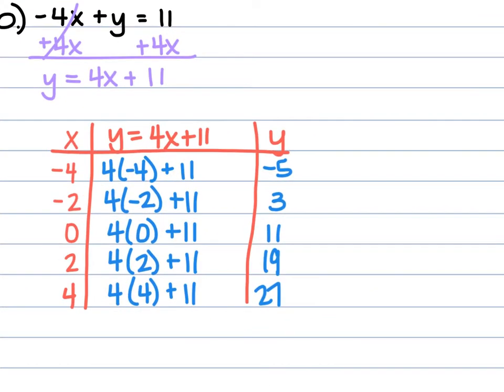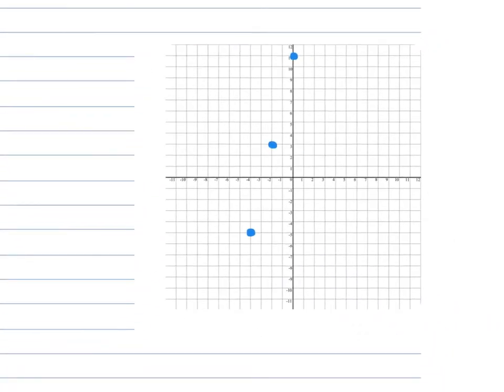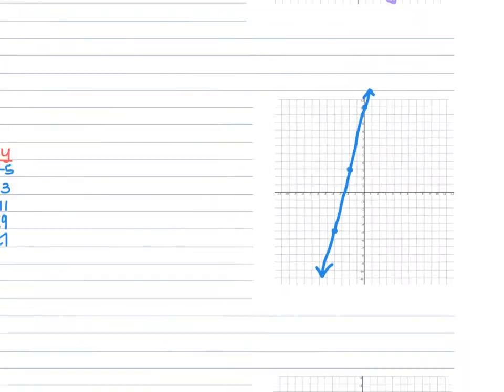So if we go to plot these points on our graph, we have negative 4, negative 5, which is here. Then we have negative 2, 3, which is here. Then we have 0, 11, which is here. So we have a line with these points. This is linear.